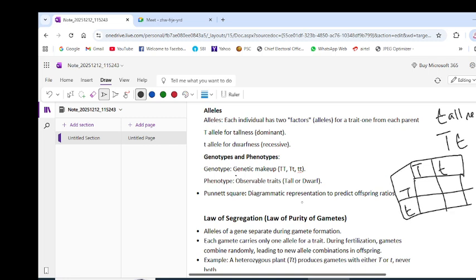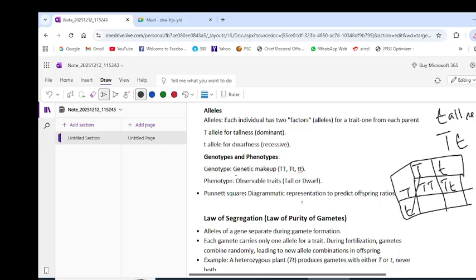When we draw like this, normally if we cross these two, we get capital T here. And when we cross these two characters, what happens when they join together? Again capital T, small t. That means it's for tallness.